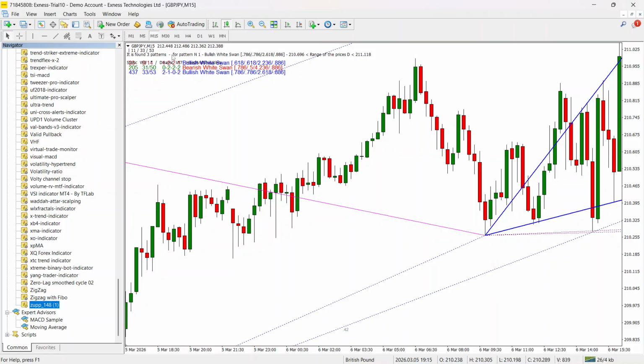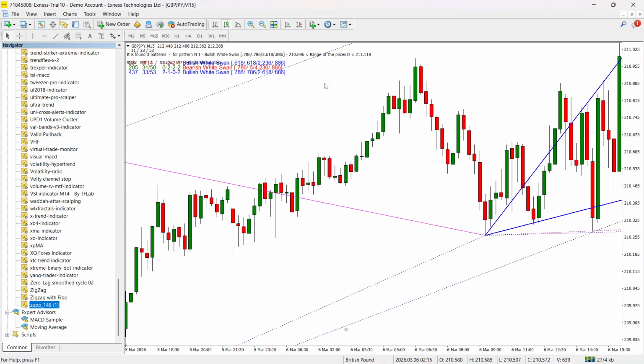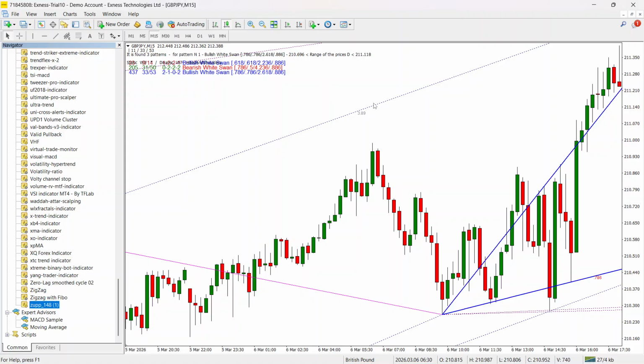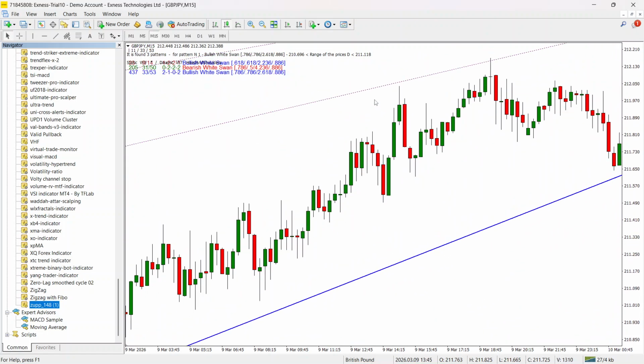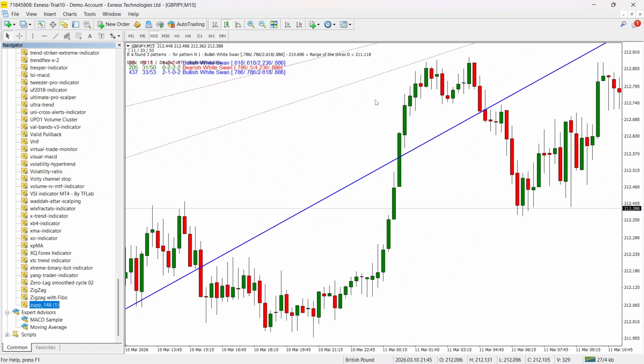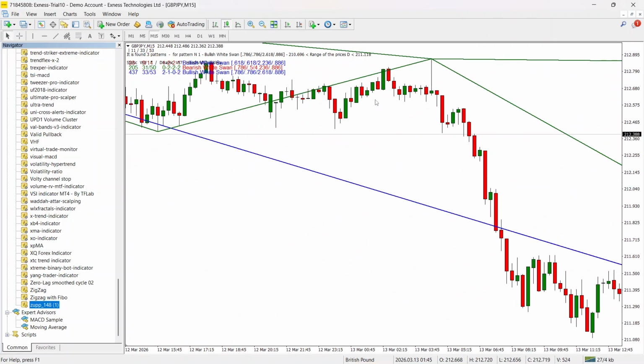If you look above, we have bullish white swan, bearish white swan, and bullish white swan again. And you can read the text over here which says it's found three patterns, and so on. Now these plotted patterns and PRZ areas visually highlight where the markets may be approaching high probability turning points rather than reacting after a reversal has already taken place.